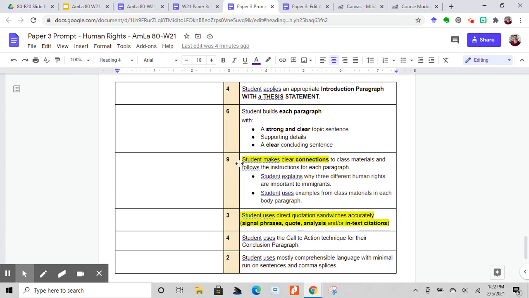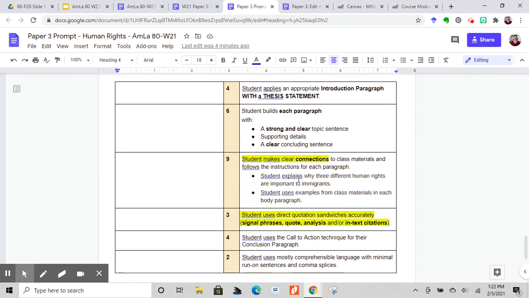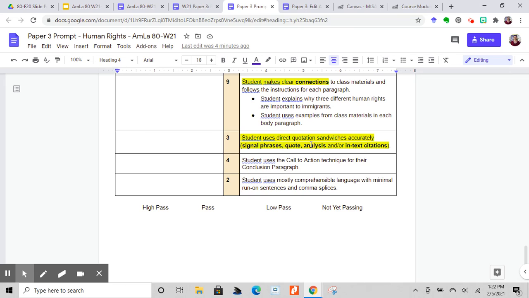You get a lot of points. This is important here. You get a lot of points for your body paragraphs. So make sure that you look at the directions and that you include everything in your body paragraphs that should be there. Okay? You also should use direct quotations and make sure that you are doing those correctly. All right? And use the call to action technique for your conclusion paragraph.